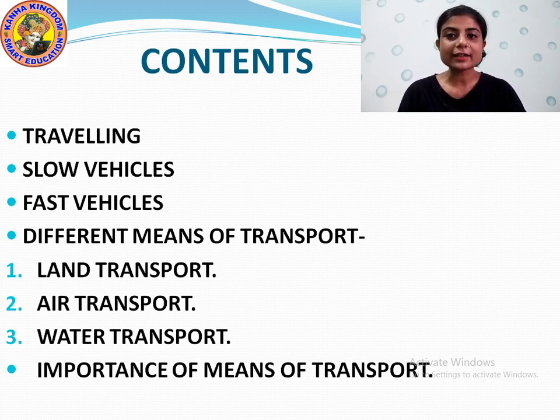So these are the contents of this chapter that we are going to study: traveling, slow vehicles, fast vehicles, then different means of transport, then land transport, air transport, water transport, and the importance of means of transport. Understood?